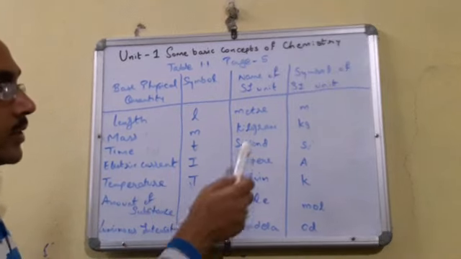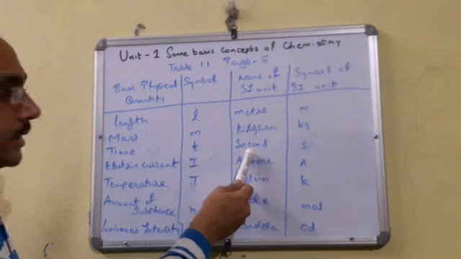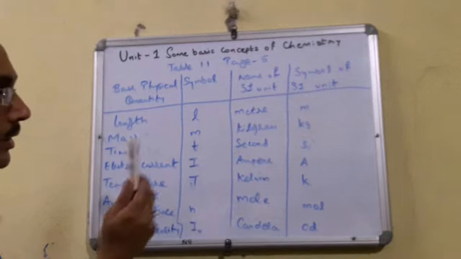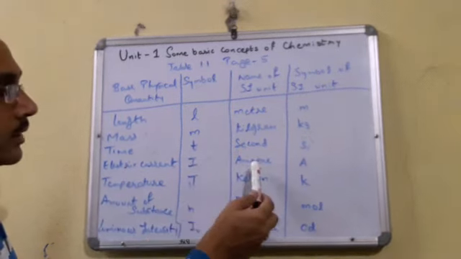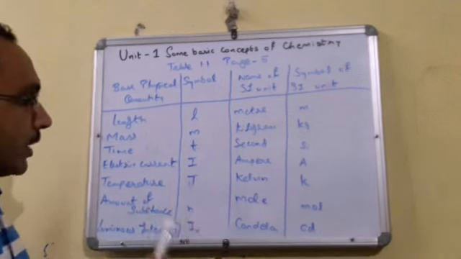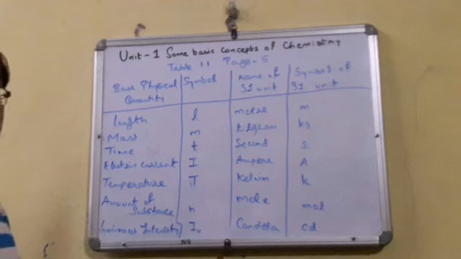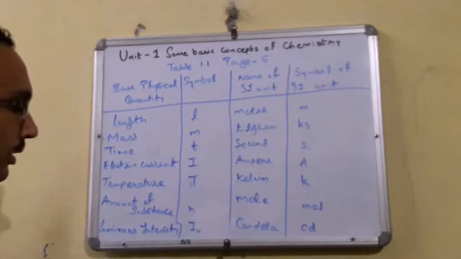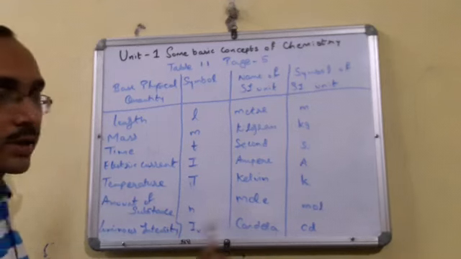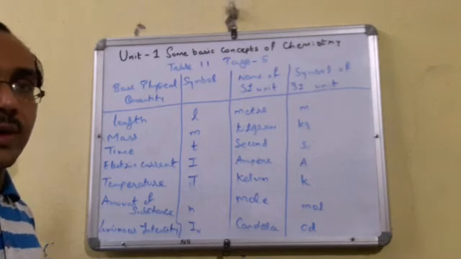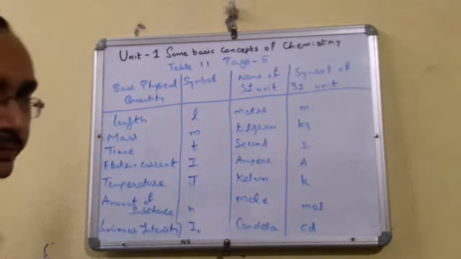For time, we measure it in second. Its SI unit is second. Similarly, electric current is denoted by I and its SI unit is ampere. Temperature is always measured in Kelvin. Amount of a substance is measured in mole, and luminous intensity is measured in candela. So these are the 7 base units. Understood?